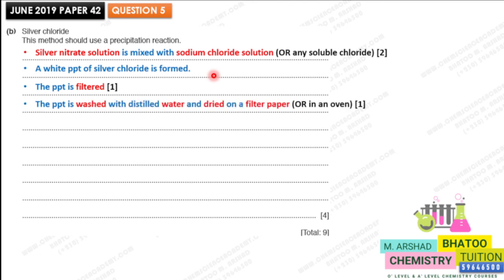Yes, alors the precipitate is washed with distilled water. In this case, you can wash with distilled water because the precipitate formed is insoluble. It will not dissolve in the water you're using to wash. And then you dry it on the filter paper. Ou bien you can also dry in an oven because it's not going to lose water of crystallization or anything. It's an insoluble salt. It's not crystals. Ok, voilà nos 4 points.